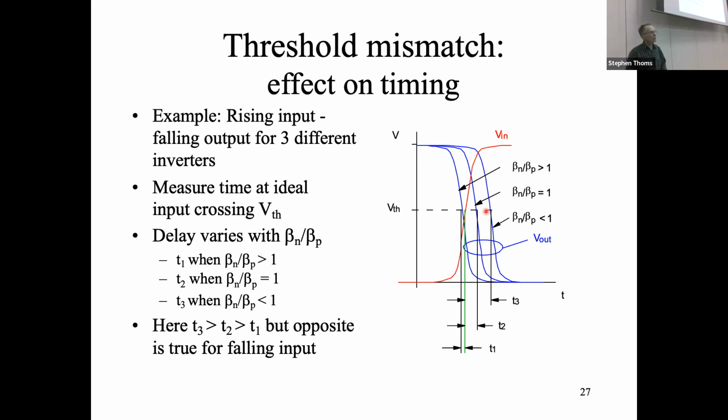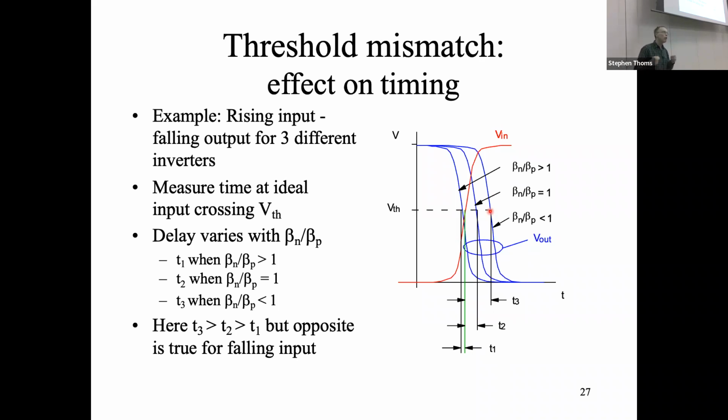If you switch that round and had a falling input and a rising output, then the same thing happens, but it's the other way around. So the times are ordered in the opposite direction. And this can be a problem, because obviously if you've got a large circuit with lots of different logic gates in it, and they are all moving at different times, it makes for problems.